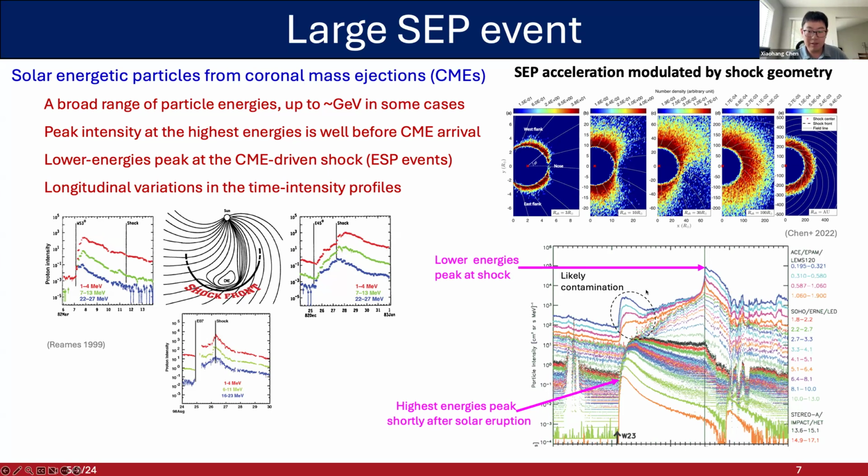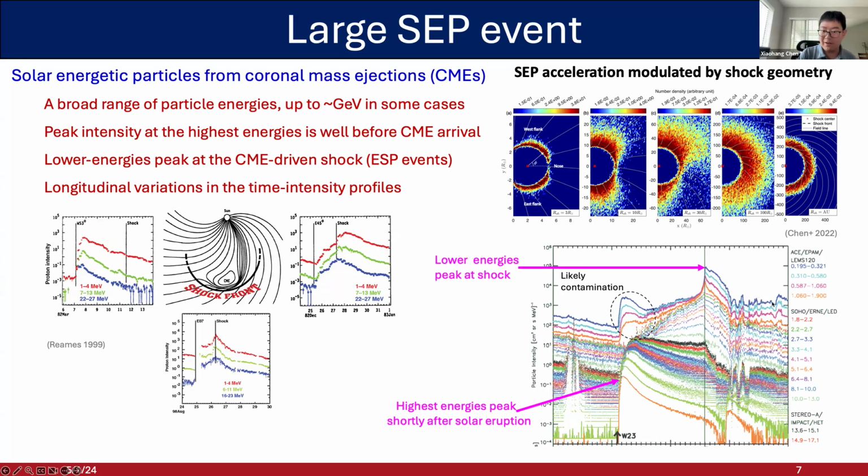And also there's likely to be electron contamination in the lower energy part. And this SEP intensity gradually increases and peaks at the shock. This peak is what we call the energetic storm particle, or ESP. These particles are believed to be accelerated locally by the shock. After passage of the shock, the intensity at all energies gradually decreases in the downstream.